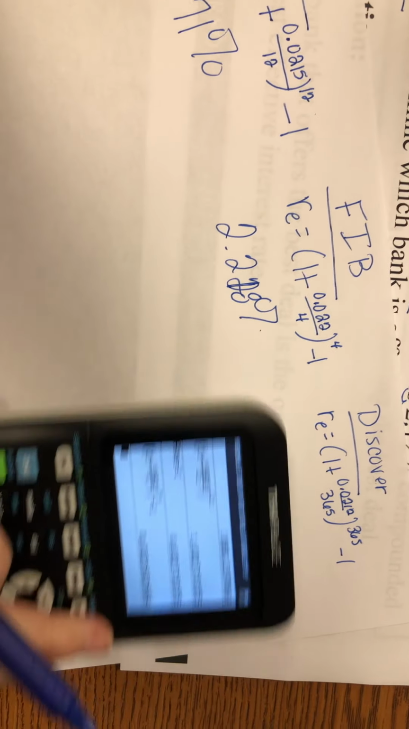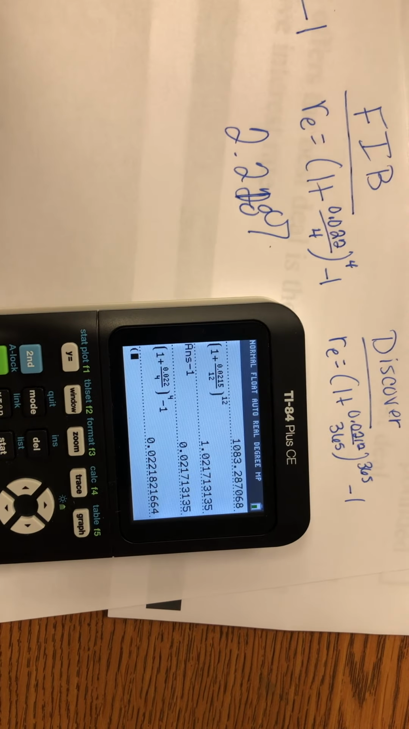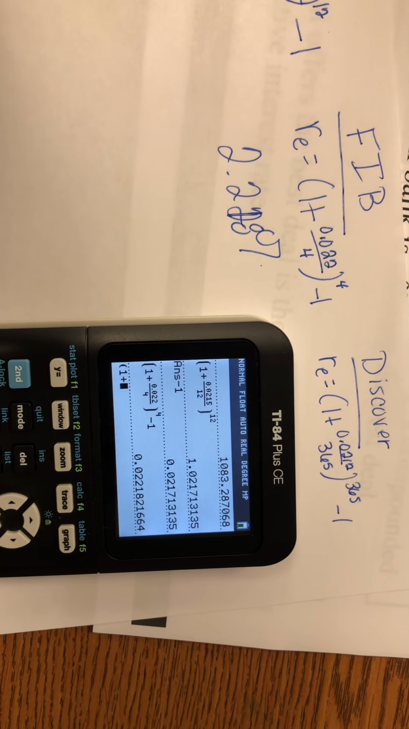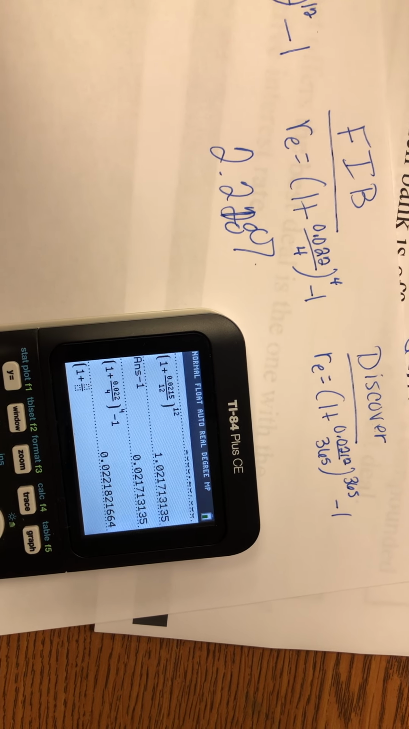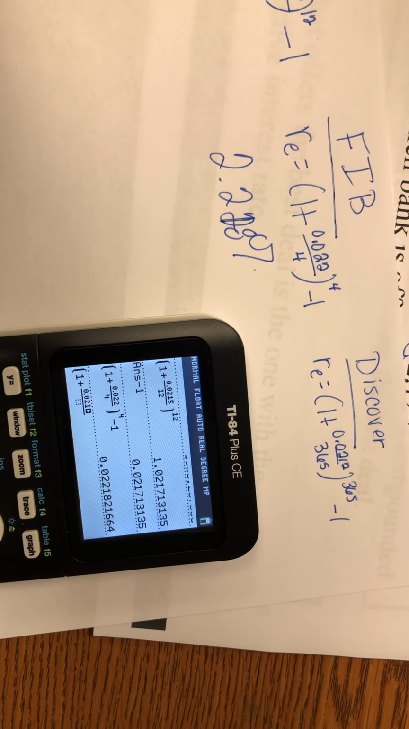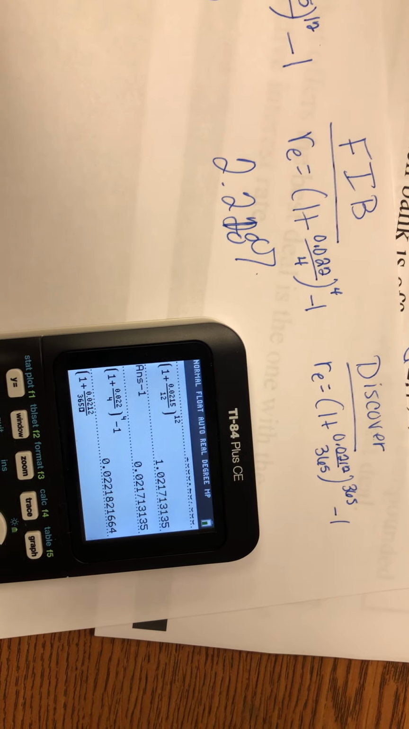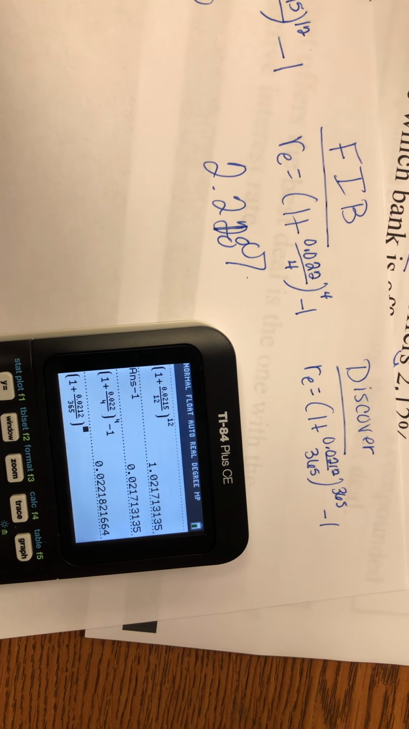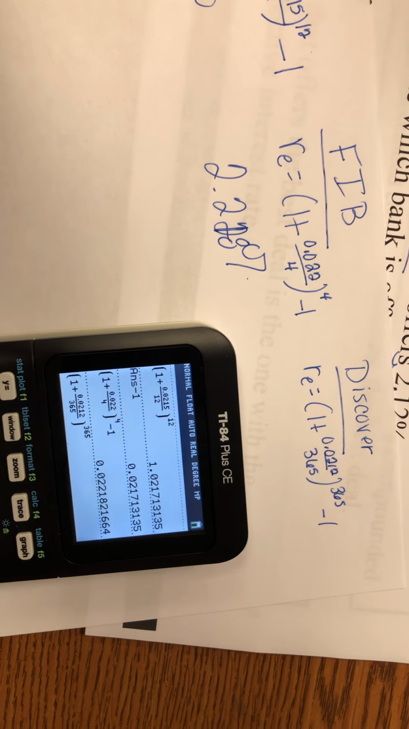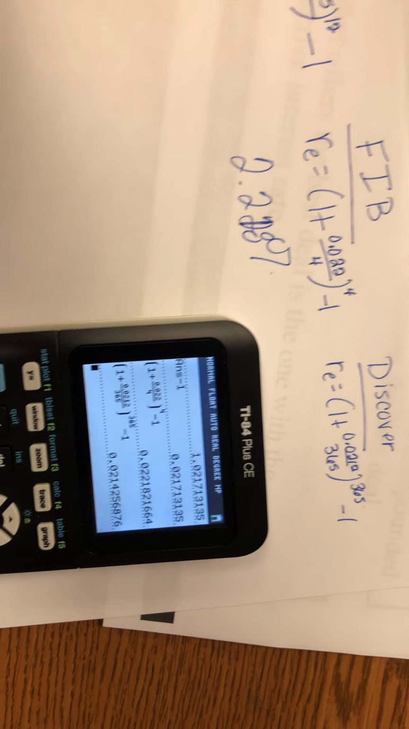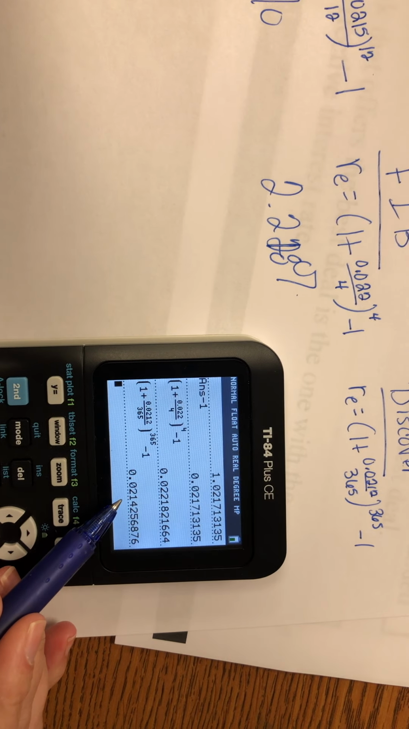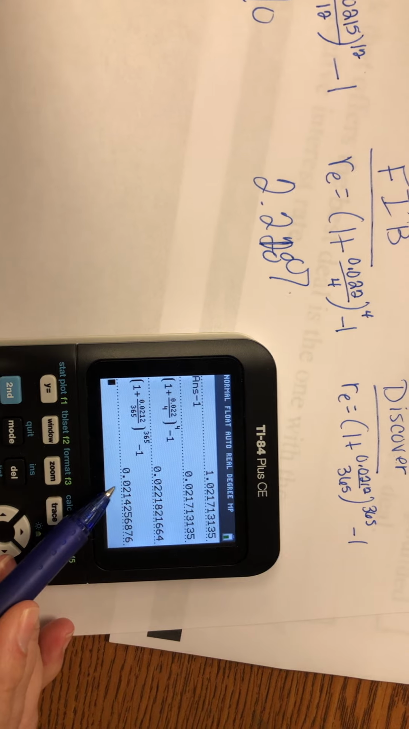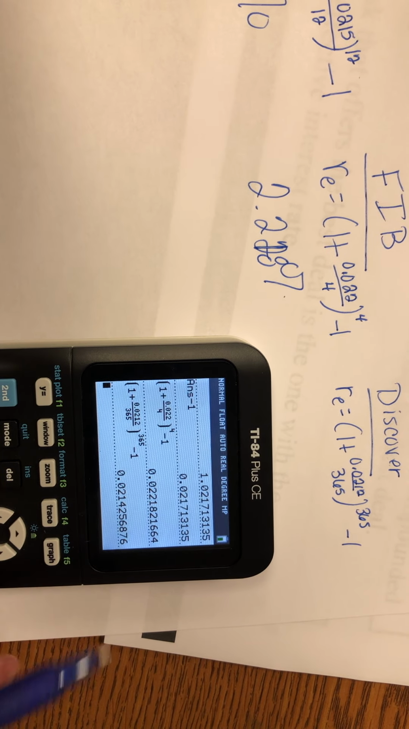All right, and now for Discover, 1 plus 0.0212 over 365. Raise that up to 365 and subtract 1. Okay, so go out 3 decimal places. That'll be 2.143.